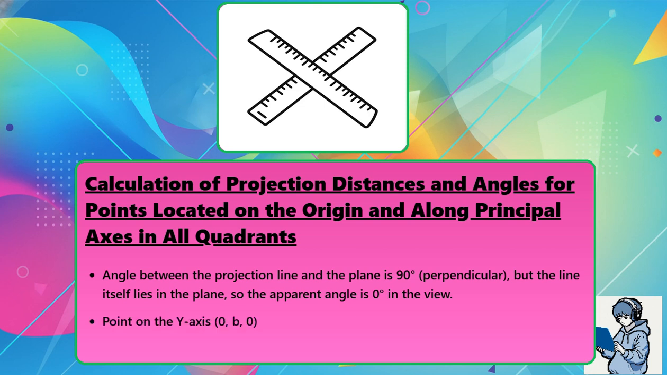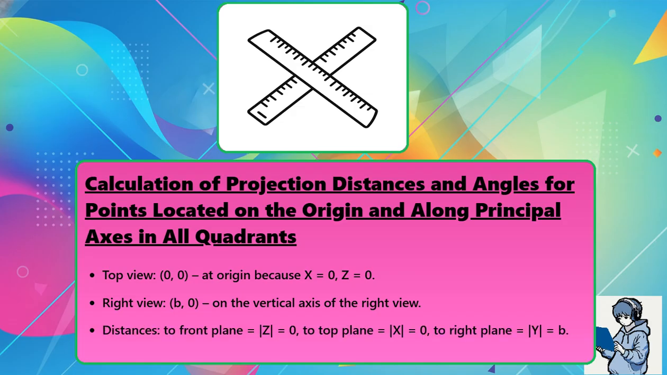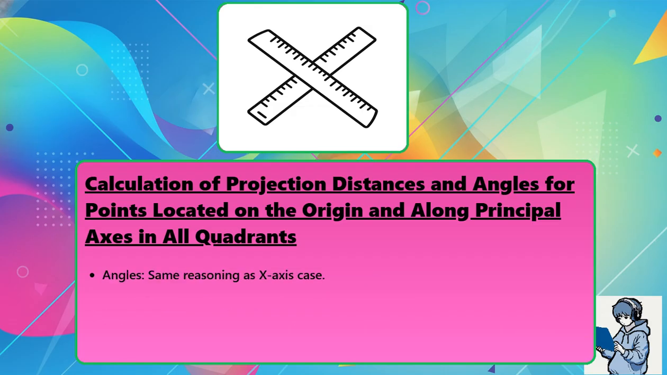Point on the y-axis (0, b, 0). Front view (0, b) on the vertical y-axis. Top view (0, 0) at origin because x = 0 and z = 0. Right view (b, 0) on the vertical axis of the right view. Distances: to the front plane absolute z = 0, to the top plane absolute x = 0, to the right plane absolute y = b. Angle: same reasoning as the x-axis case.